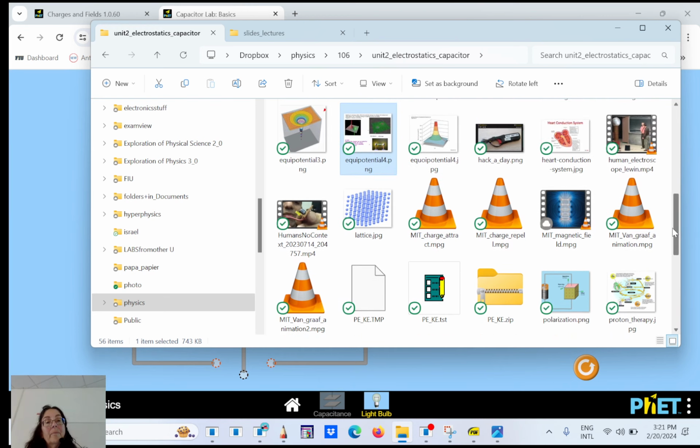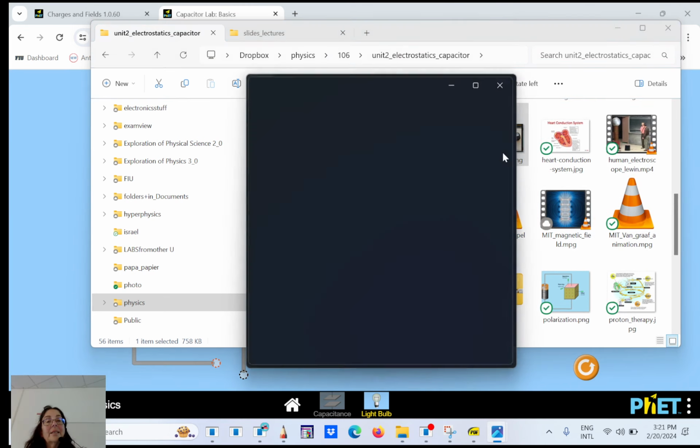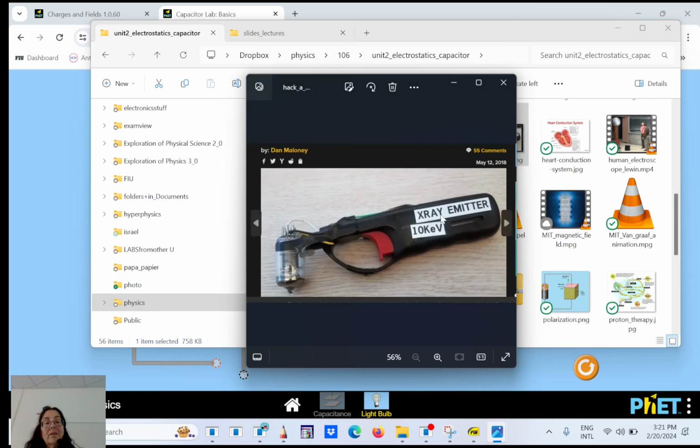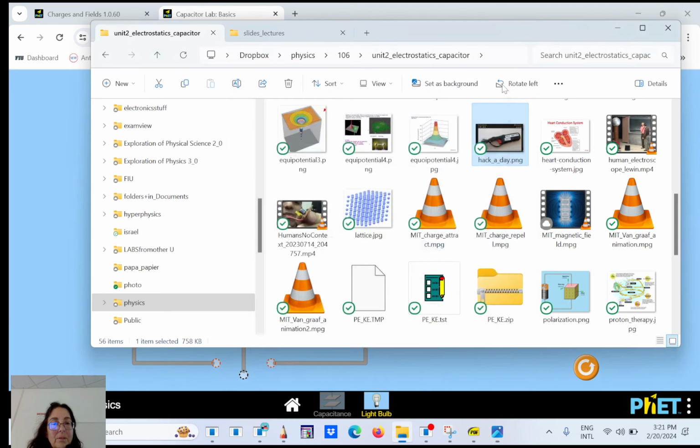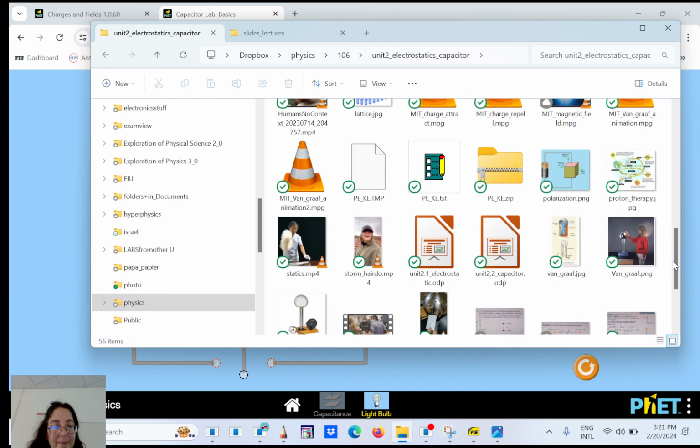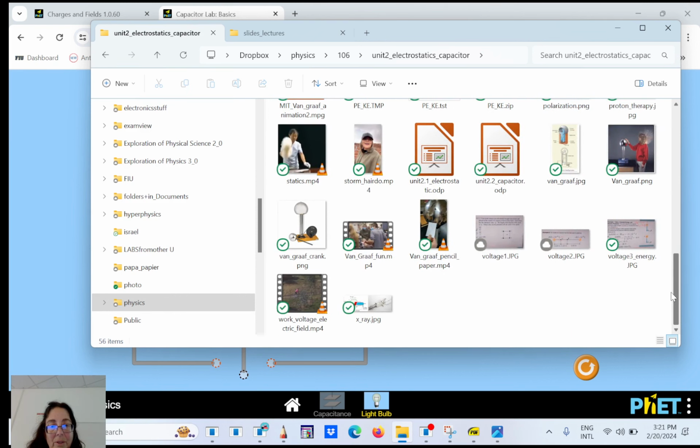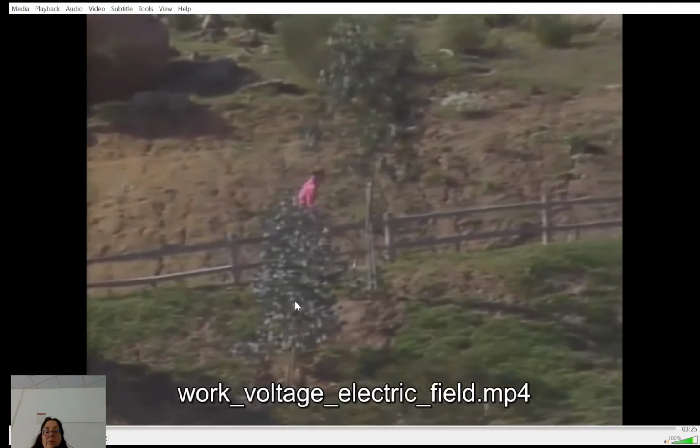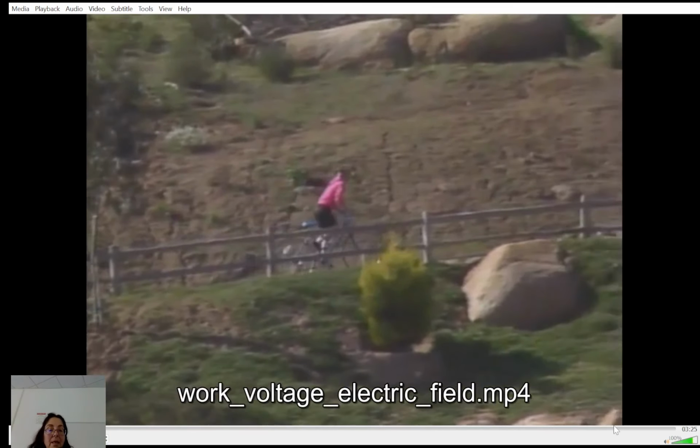You can hack. You can even use an X-ray emitter. No, let's forget that. That's too dangerous. I had a video about ultra capacitors. So this video, I forgot to show it to you. The prudent traveler wants to know.